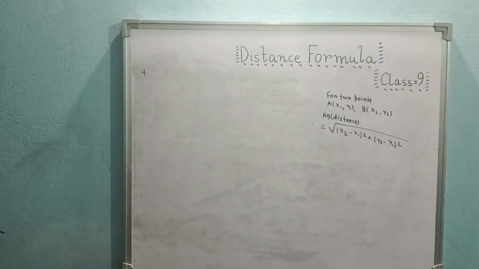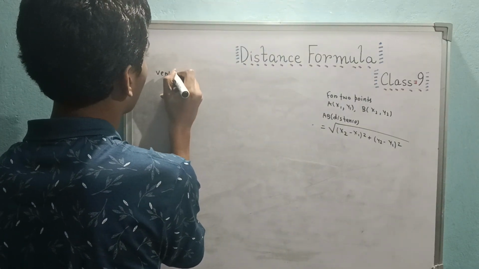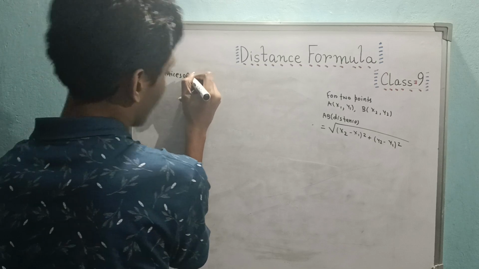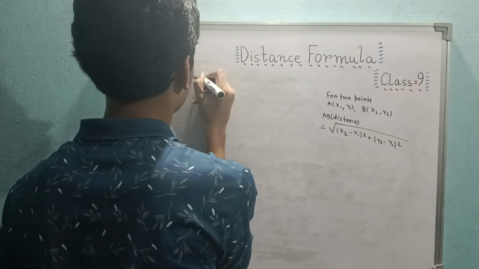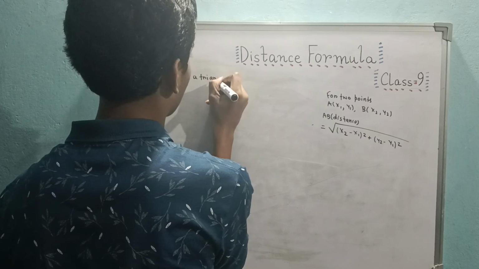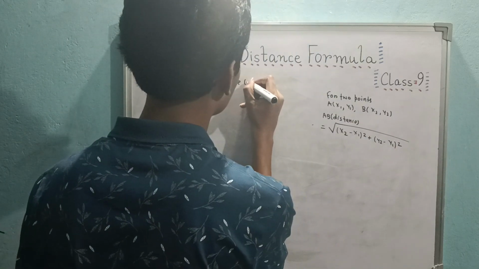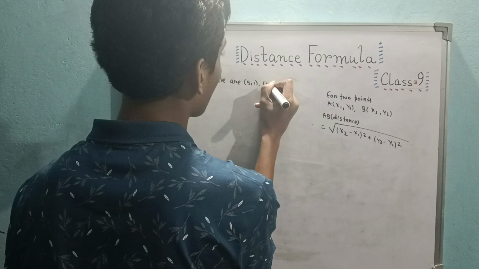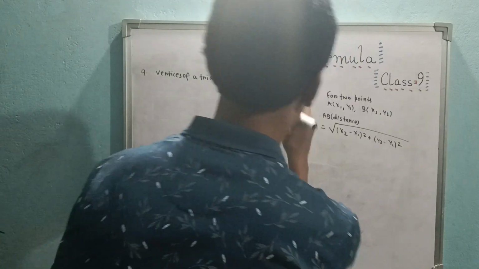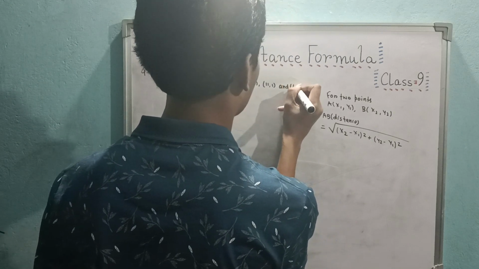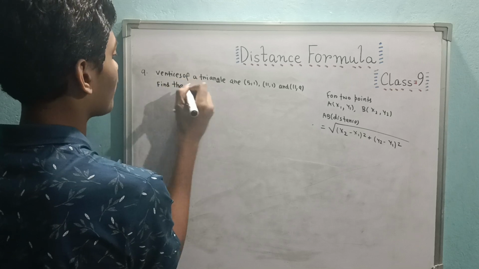So the vertices of a triangle are 5, 1, 11, 1 and 11, 9. Find the circumcenter. It's a direct question.